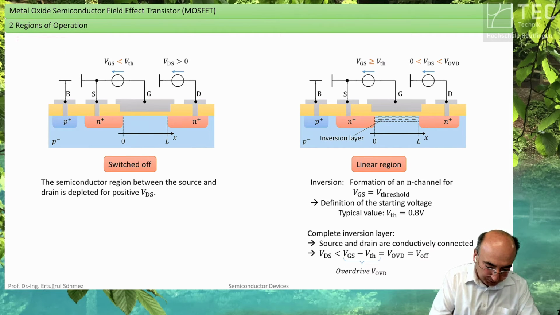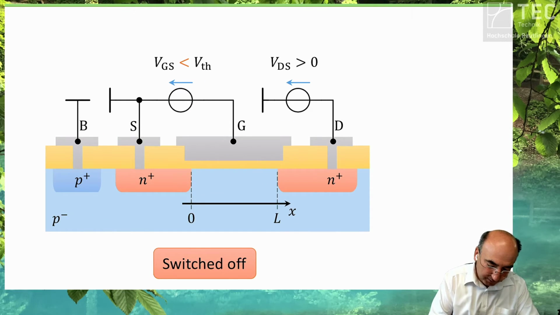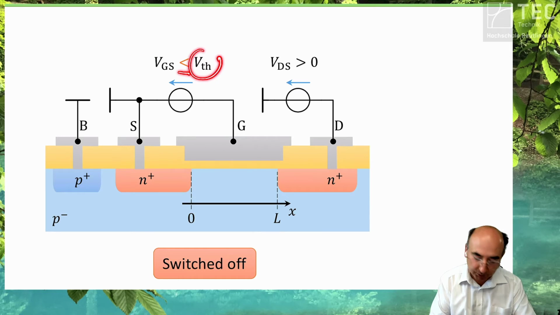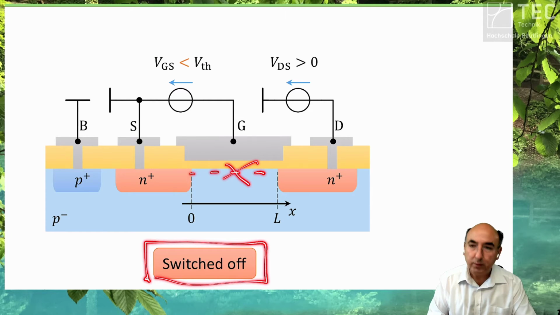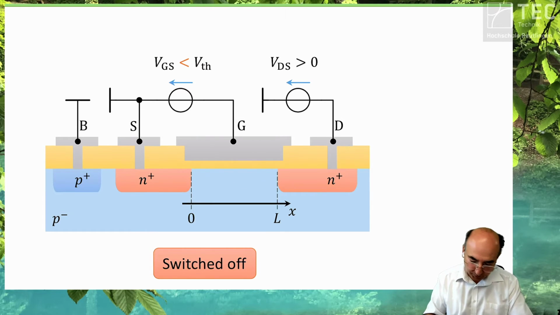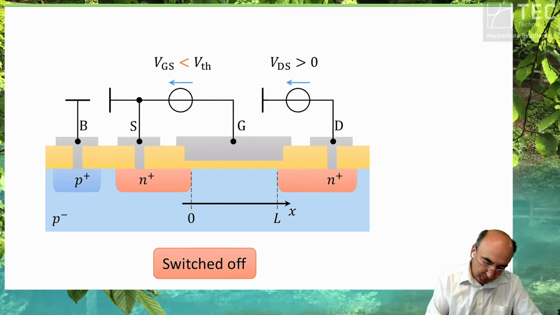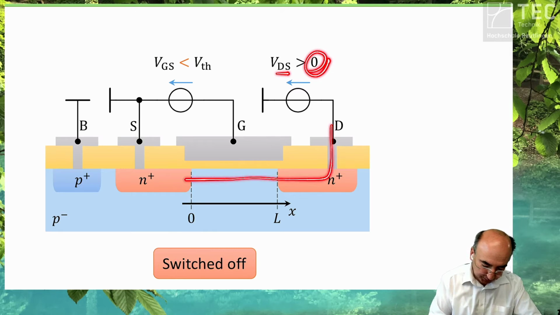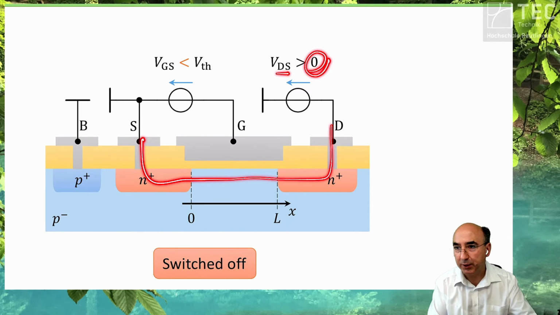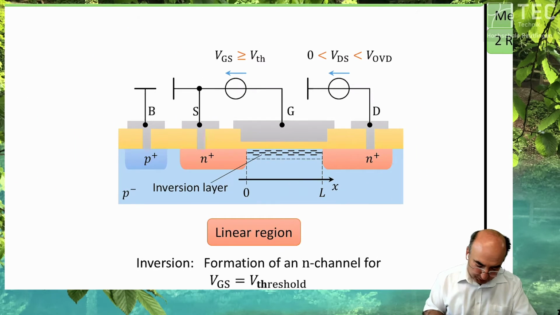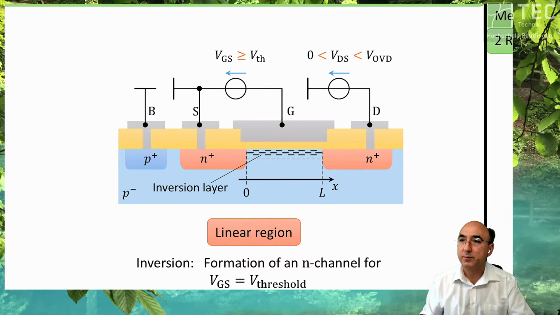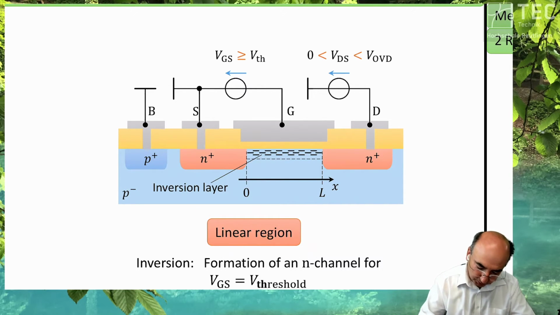Okay, the operational regions of the MOSFET: you have a gate source voltage, and if the applied voltage is lower than the threshold voltage, we say it's switched off because we have no channel. Point one. You can apply a drain source voltage larger than 0 volt and you don't have a current flow because you don't have a channel. Okay, so switched off region. The second region is called linear region, or also it's called triode operation.